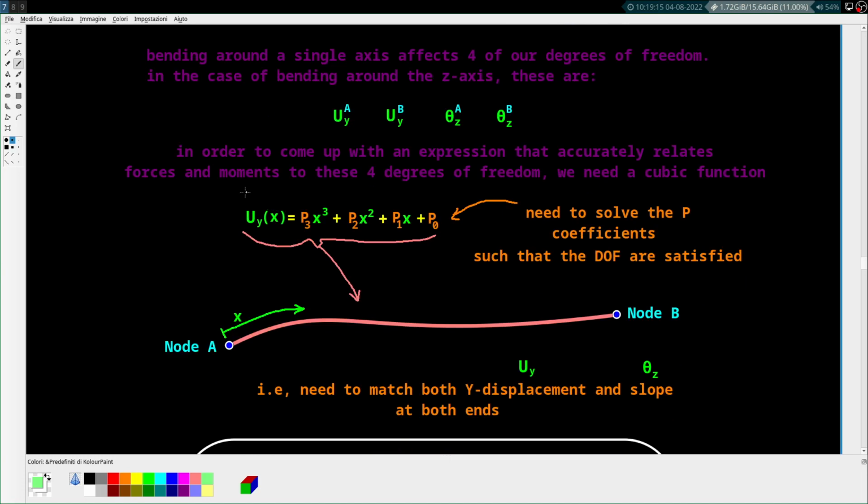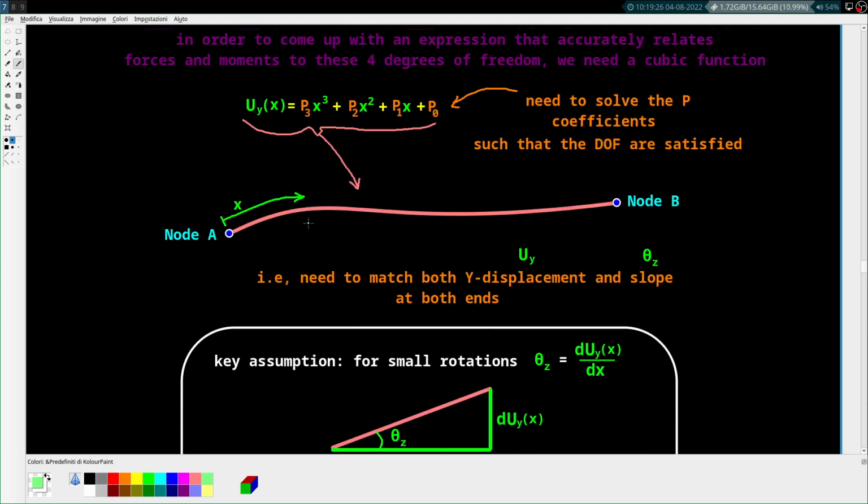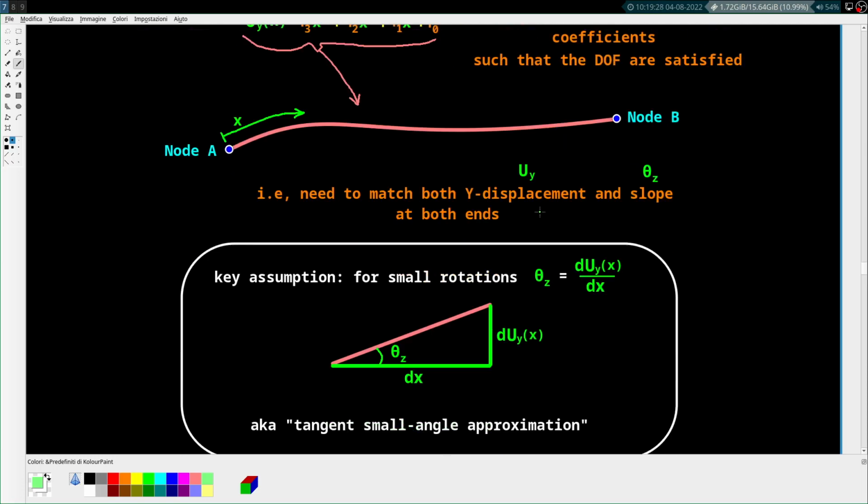So we're trying to solve basically for this equation here. We're trying to plug in different values for p until we solve for the values of p that satisfy these things. Now, one thing that we have to remember is this assumption, and this assumption only holds true for very small rotations, but in general, as long as linear analysis is valid, this assumption holds true.